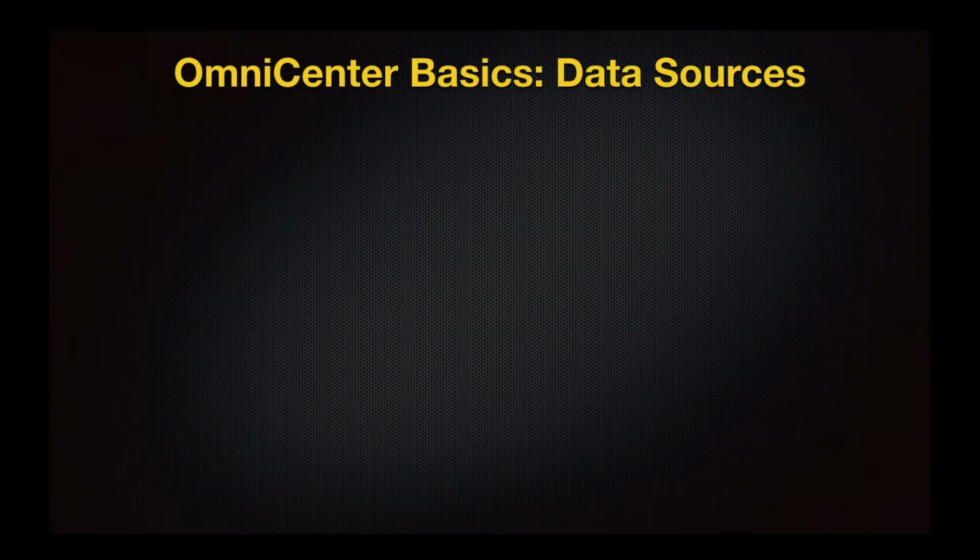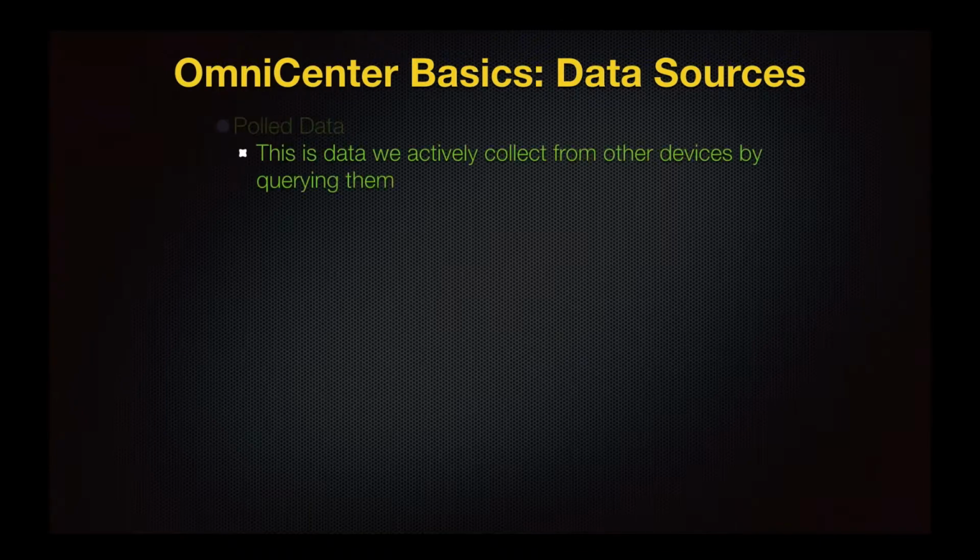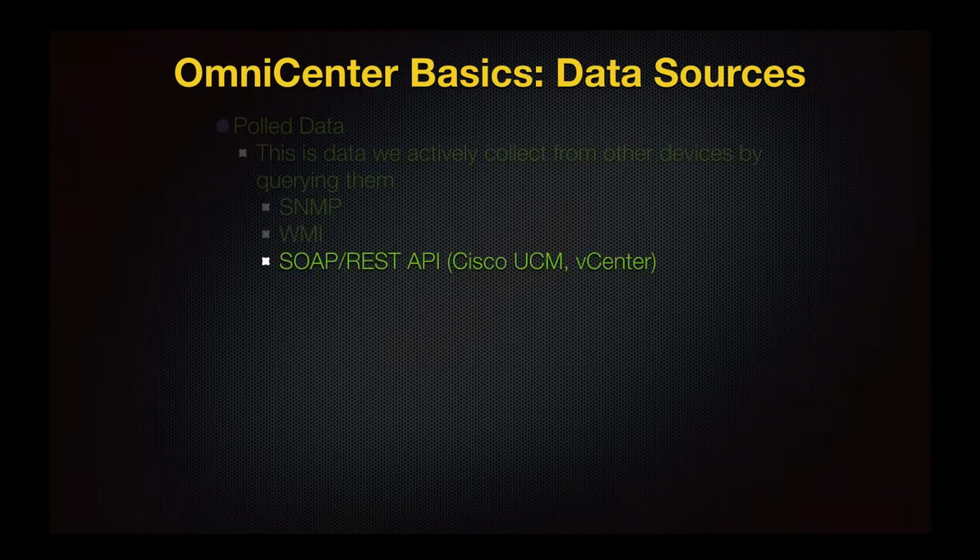All right, so OmniCenter has a couple of different basic data sources that it uses to collect the data. These fall into two major categories. There's pulled data, which is data that we're actively collecting from other systems, so we're actually querying them. This is stuff like SNMP, WMI. It can be APIs that are SOAP, REST, or JSON-based. It can even be SQL.